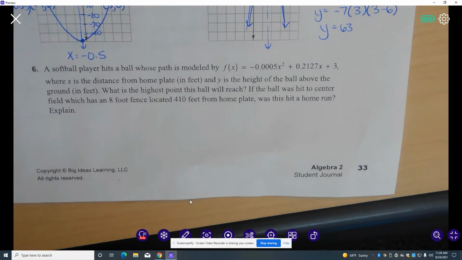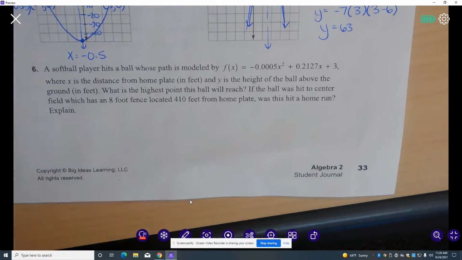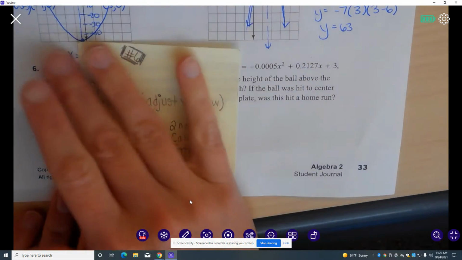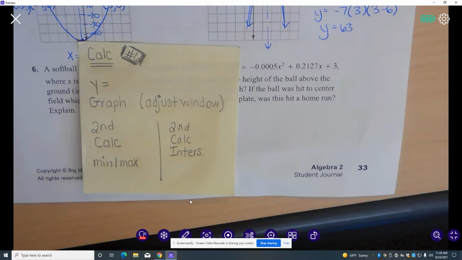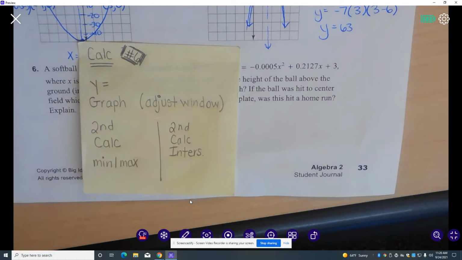In this video, we're in lesson 2.2 and we're working on the extra practice problem number 6. Before we start, I'm going to have you pause the video and jot down these notes here of the buttons that we're going to be putting into our graphing calculator. So go ahead and pause the video here. We'll be referring back to this as we go through this next problem.